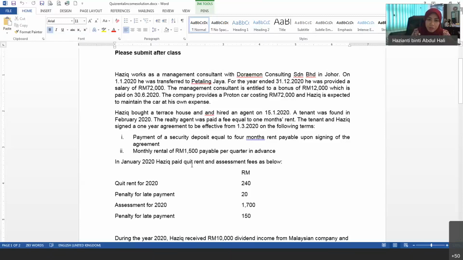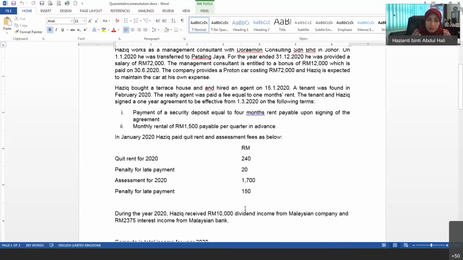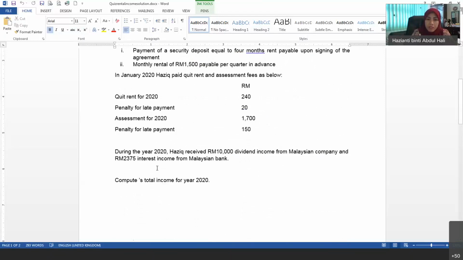So he paid quit rent and assessment fees as below, quit rent for 2020, penalty assessment for 2020 and also penalty for late payment. He received dividend from Malaysian company and 2375 interest income from Malaysian bank. So you have to compute total income for year 2020. All right. So for this Haziq, you only have to compute his total income. So whenever I give you questions, I can always continue the question. Kita boleh tambah merit tu siapa, anak berapa, apa semua eh, for you to compute the personal relief later. But for this one, I stop here eh, just for total income only.